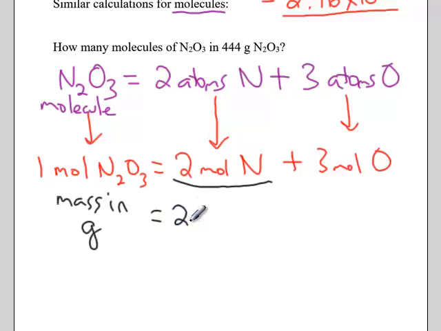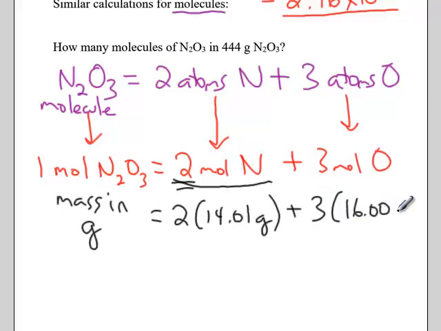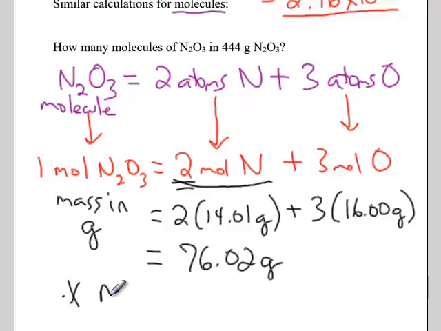The periodic table value is 14.01 for 1 mole of nitrogen, so we're going to multiply by the fact that we have 2 of those moles. And then we're going to multiply the 3 by the value from the periodic table for oxygen, which is 16 grams. So when we total this out, we're going to get just over 76 grams. This is what's called the molar mass.